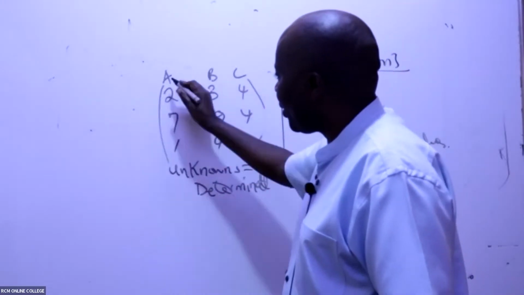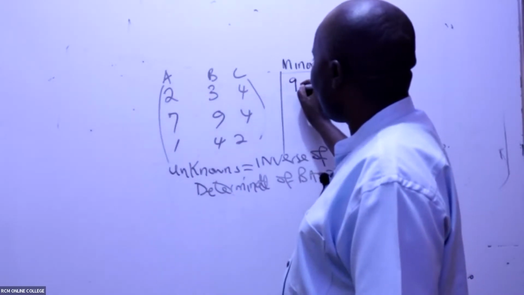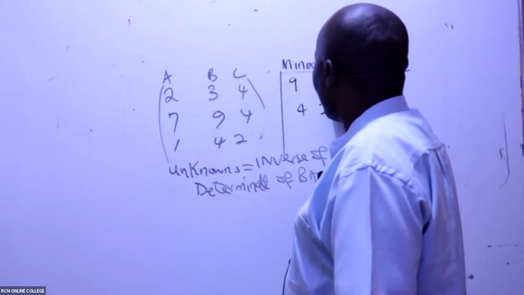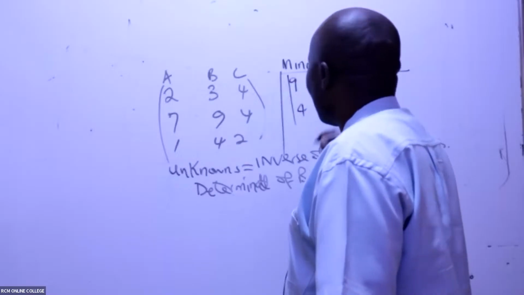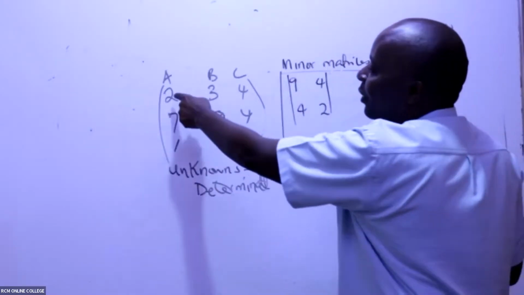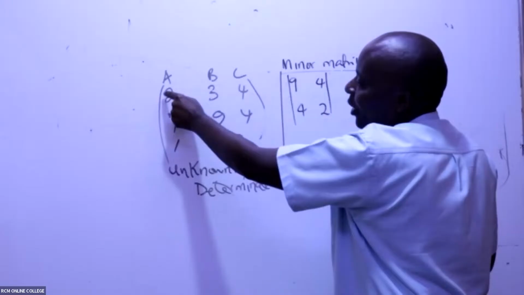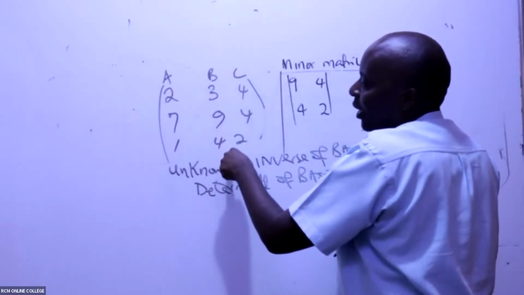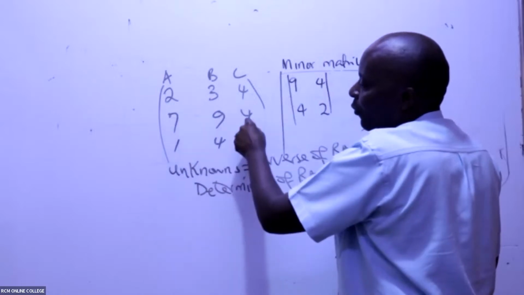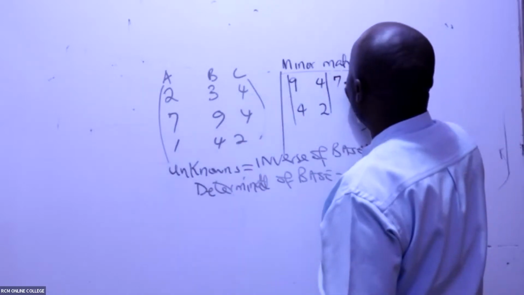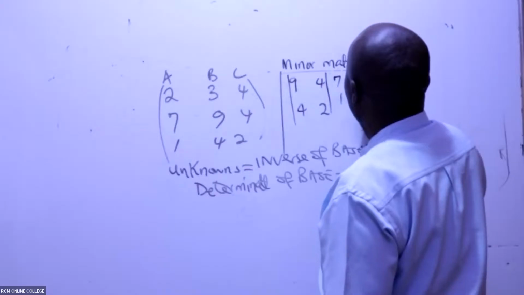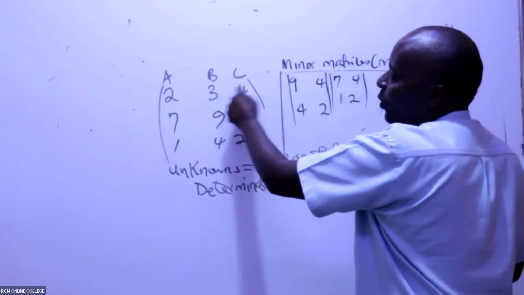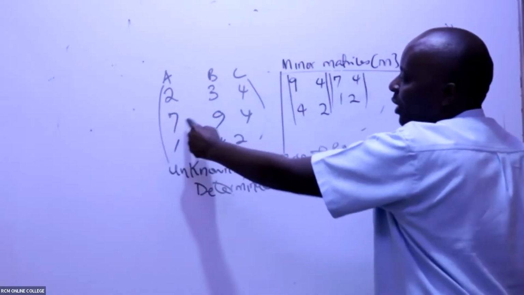If they want us to give the minor for this one, you hide like that, you hide like that. Then we have 9442 like that. Great. So that's the first minor. The second minor, if they want me to give the minor for this, you hide this and you hide that. Then the leftovers will be 7412. From there, ladies and gentlemen, we come for the minor for this. We hide this and that, and we're left with 79.